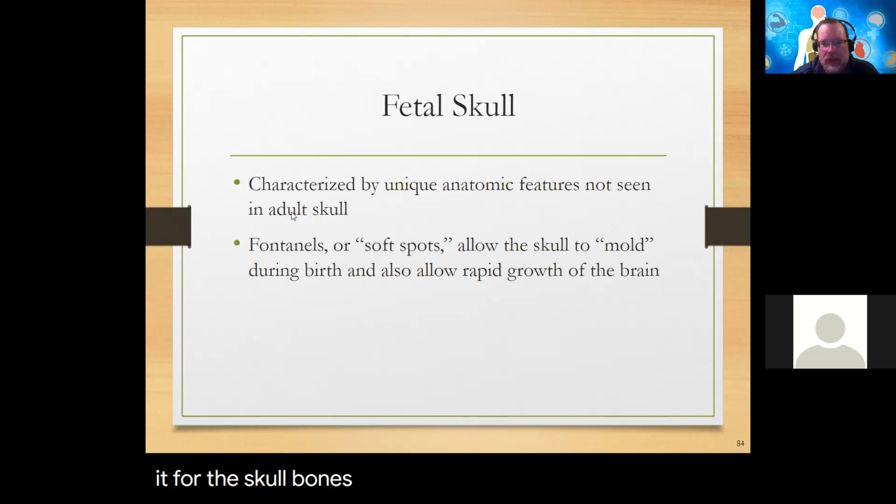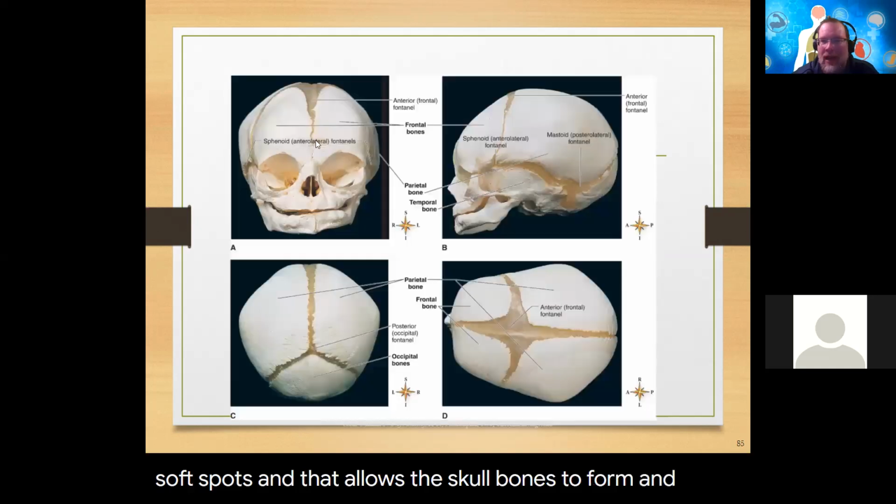The fetal skull, again, I mentioned how it morphs a little bit when baby's coming down the birth canal. And then what we end up with are little fontanelles or soft spots, and that allows the skull bones to form and accommodate the rapid growth of the brain.